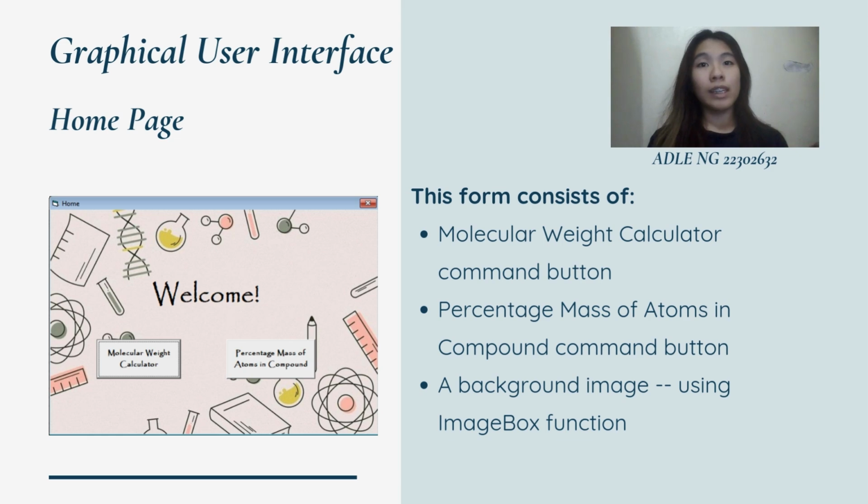Hi, I'm Ada and I'll be proceeding to the graphical user interface. For this part, we have three forms. The first form is the homepage form. This form consists of two command buttons and one label box. The label box is the welcome word, the first command button is the molecular weight calculator, and the second one is the percentage mass of atoms in compound button. We also include a background image using the image box function.